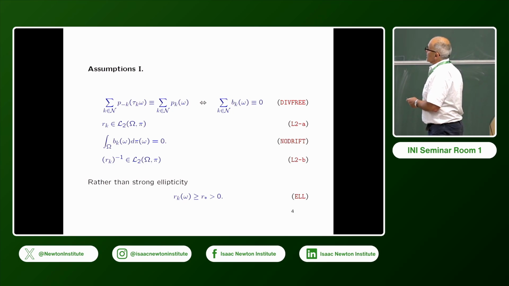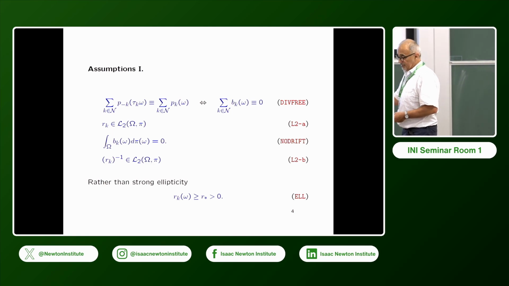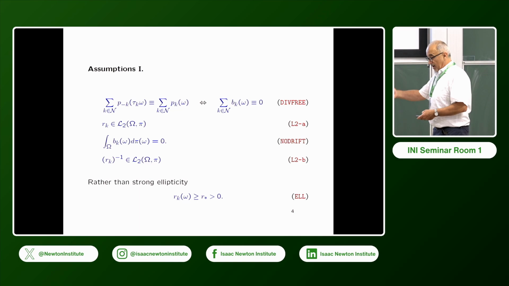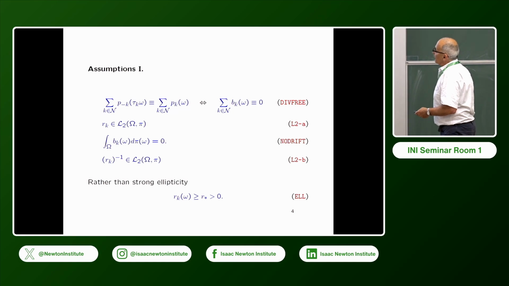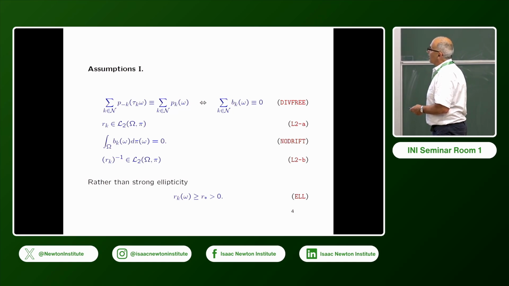So this is the structural assumption, and the integrability assumption is that the R's are L2. That means that they are square integrable, right? That means that the symmetric part of the jump rates, the square of R, are in L1. And I also assume that the reciprocal of the R's are in L2.